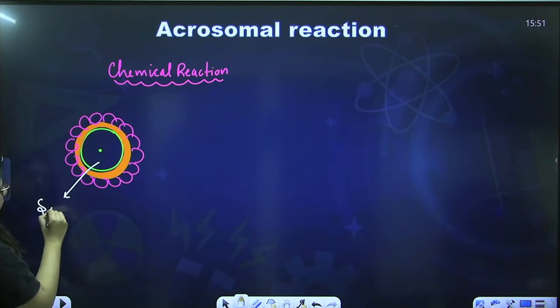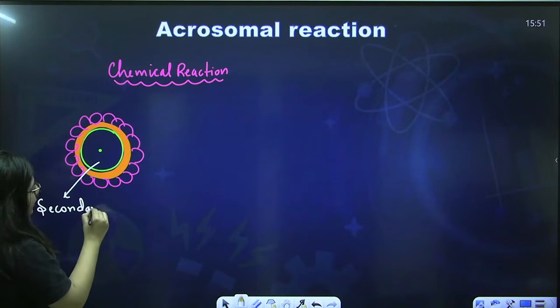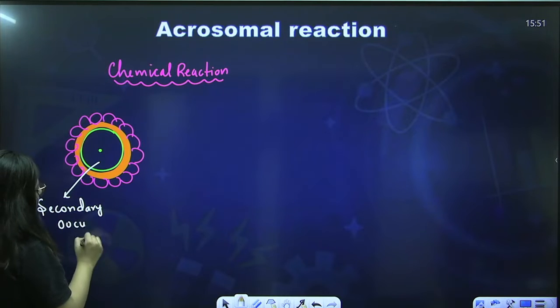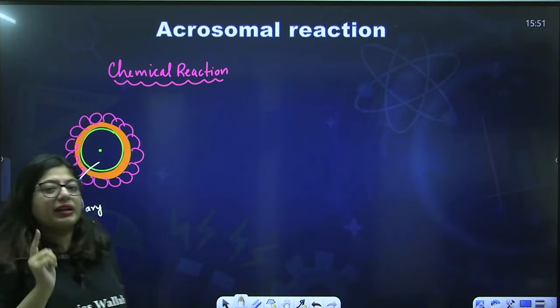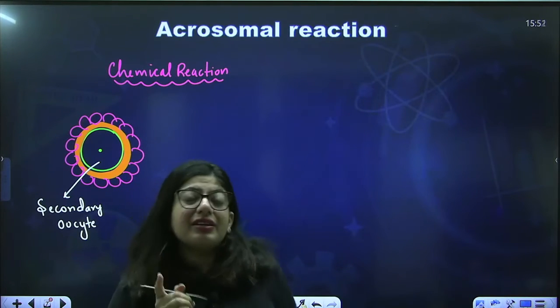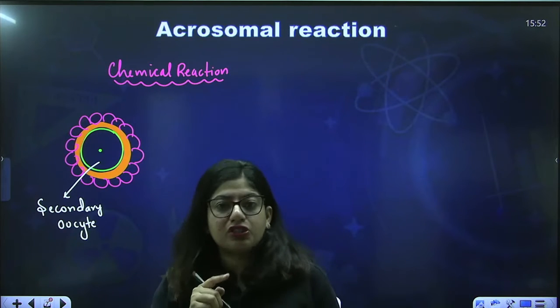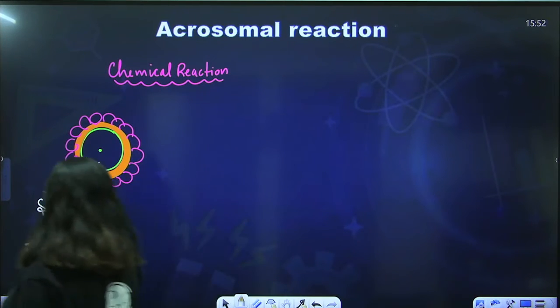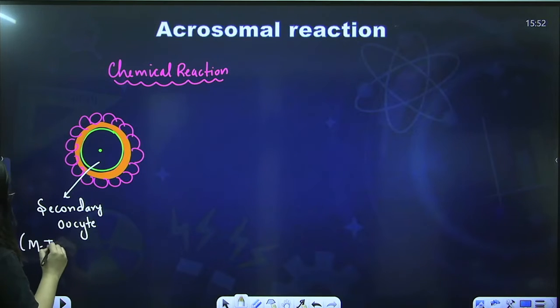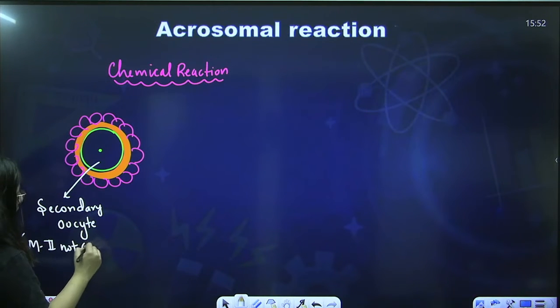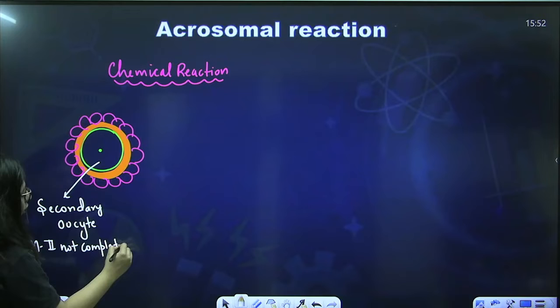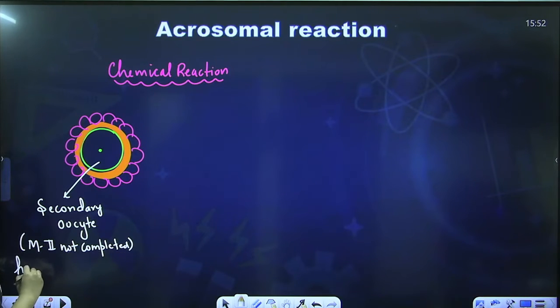So this is the secondary oocyte, and you all know this secondary oocyte has started meiosis but it has not completed it. It is at halt at metaphase 2, right? So here metaphase 2 is not completed, meiosis 2 is not completed, it is at halt. Halt where? Metaphase 2.